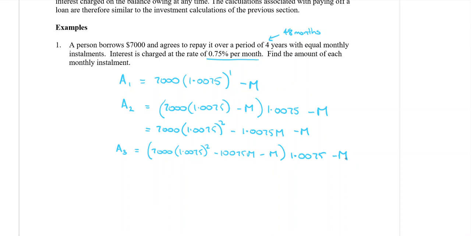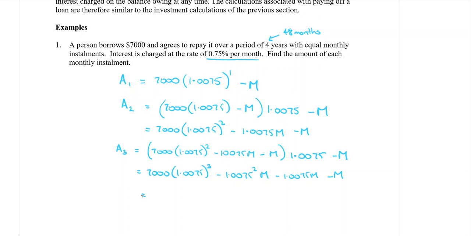Now let's multiply this 1.0075 into the 3 terms that are inside the bracket. So it becomes 7,000 times 1.0075 cubed, minus 1.0075 squared M, minus 1.0075 M, minus M.